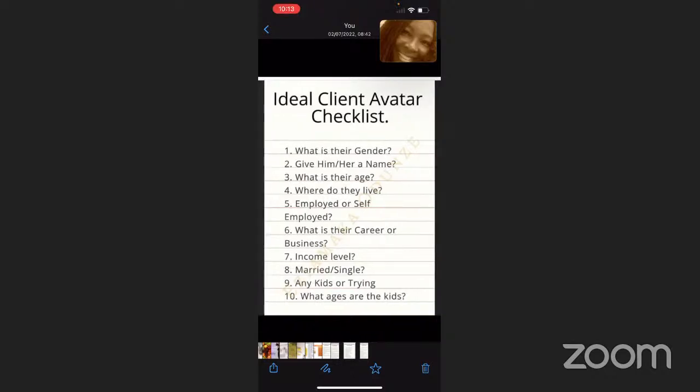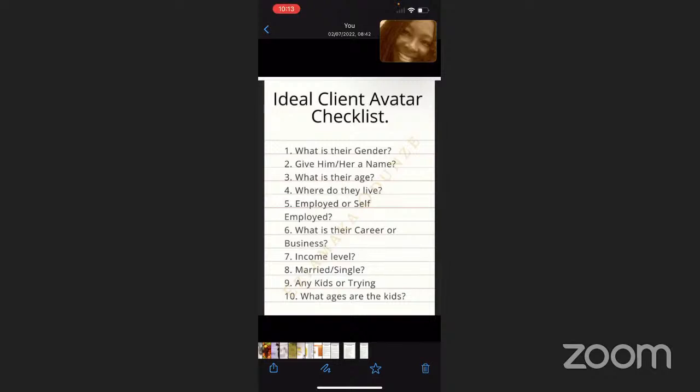What is that person's income level? What is the person earning? If he's a businessman, you need to have an idea of what profit the person makes and takes home. Or if the person is working for someone, what is the amount of money the person is being paid?